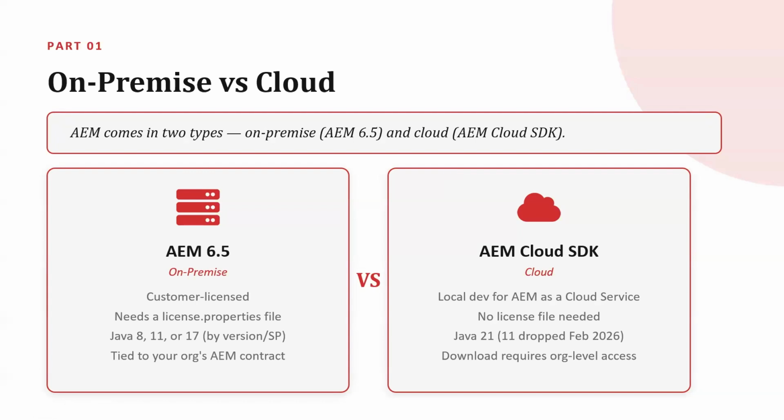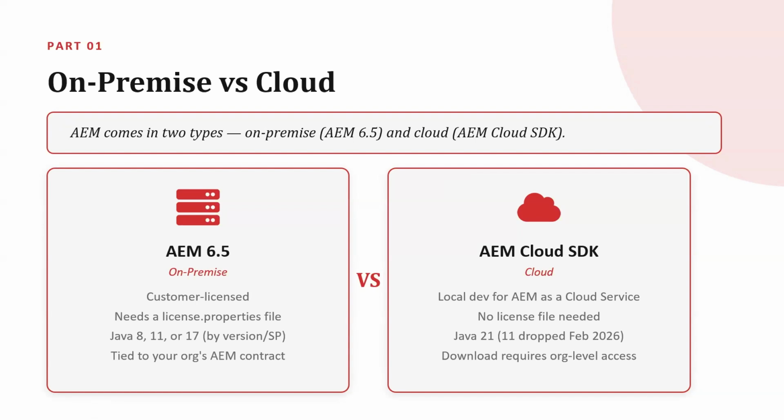Before we install anything, let's clear up something important. AEM comes in two types, on-premise and cloud. On-premise is AEM 6.5. This is the older way. Your company buys it, your company runs it on its own servers. If you use this one, Adobe also gives you a license file.